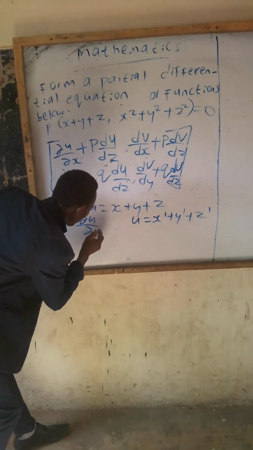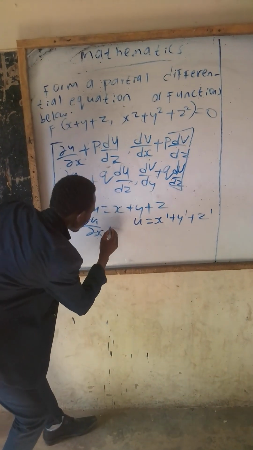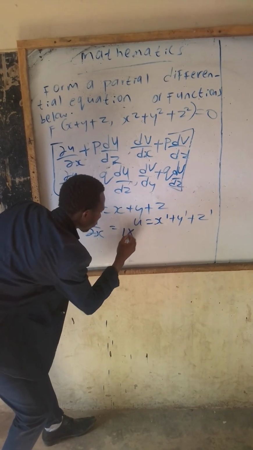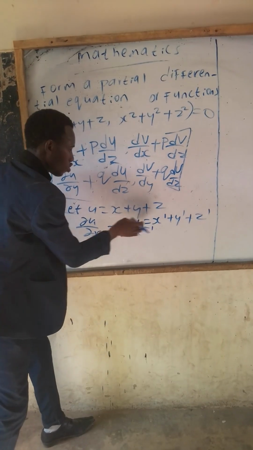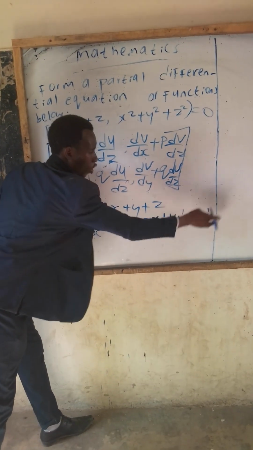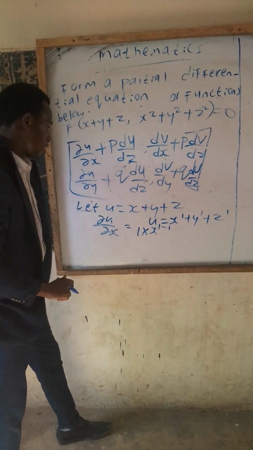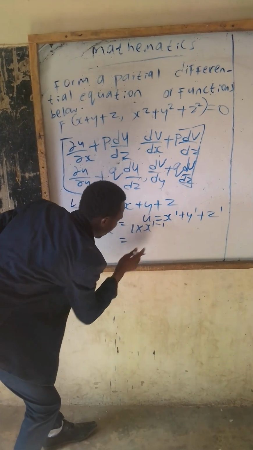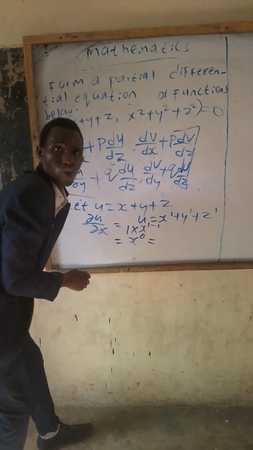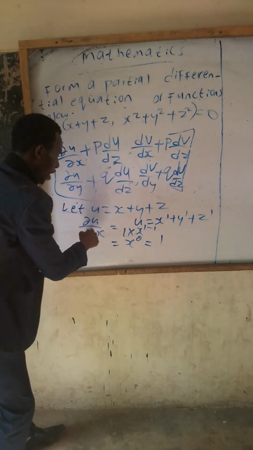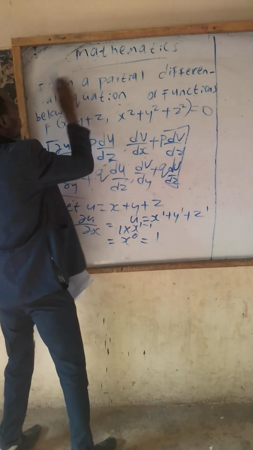So now, if we want to find du/dx, the partial differentiation of u with respect to x, we are going to have 1 multiplied by x raised to power 1 minus 1, by differentiating u with respect to x. The other parts are all zeros because there's no x attached to them. You're going to agree with me that 1 multiplied by x is x. 1 minus 1 is 0. Anything raised to power 0 is 1. So du/dx is equal to 1.